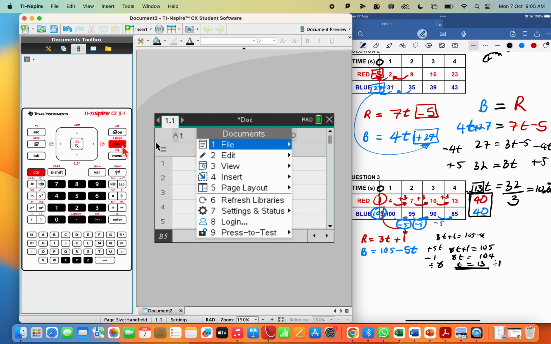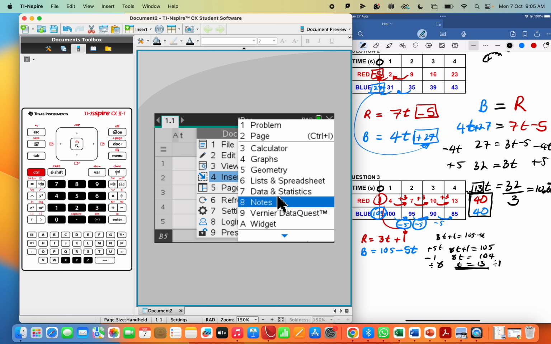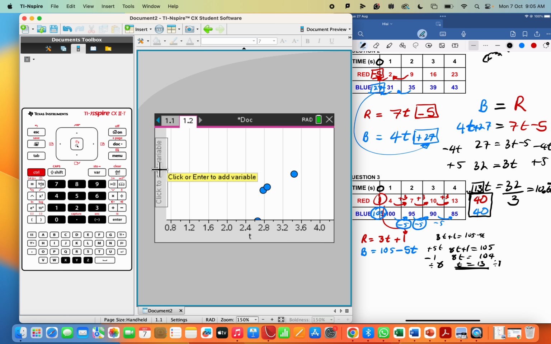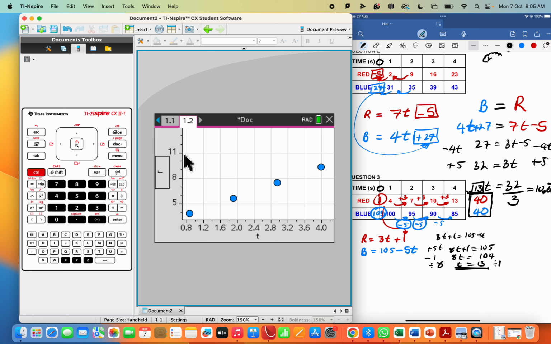Now I'm going to go doc, insert a data and statistics. I'm going to put t on here. I'm going to put red here. And that's why it's called a linear model, right? A linear function, because they're going up in a straight line. And this is the 3 times table, because as you go 1 unit along, it goes 3 up. So it gains a height of 3 for each step along. This is the gradient of 3 or a rate of 3. Now we can actually get the calculator to do the straight line through here.